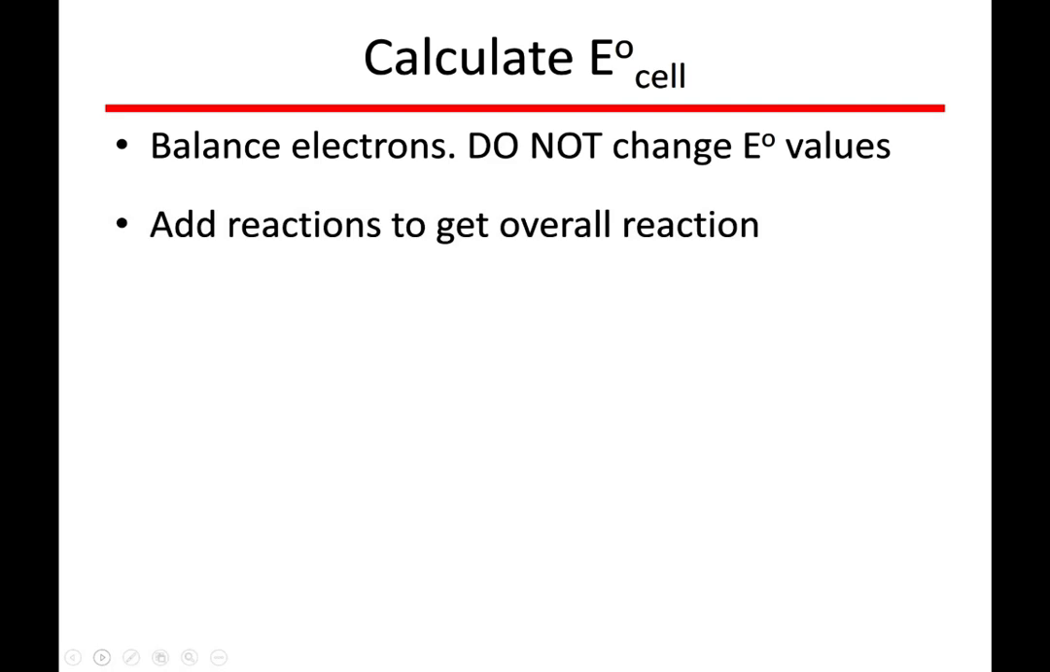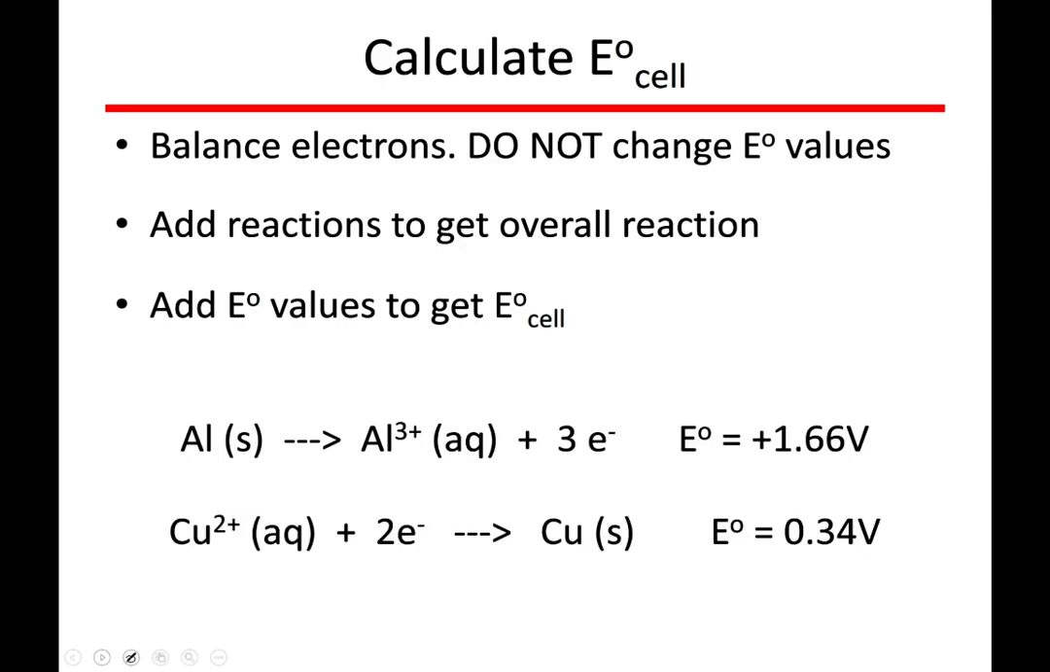All right, after balancing the electrons, you can add up the two half reactions to get the overall reaction, and then you'll add up the E naught values to get what the standard cell potential is. So we have our two half reactions that we've written here, the one for the oxidation of the aluminum and the one for the reduction of the copper 2+, and we'll balance the electrons, getting a common coefficient of e-.